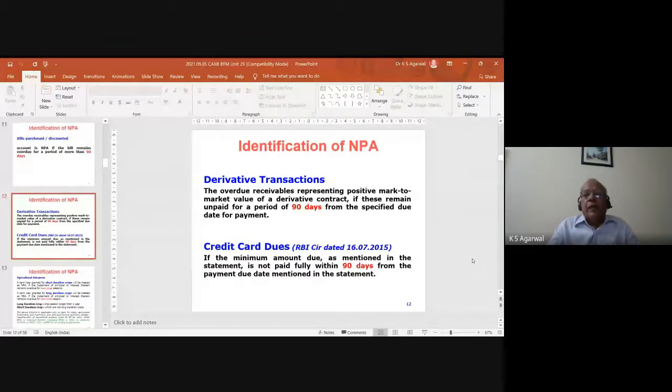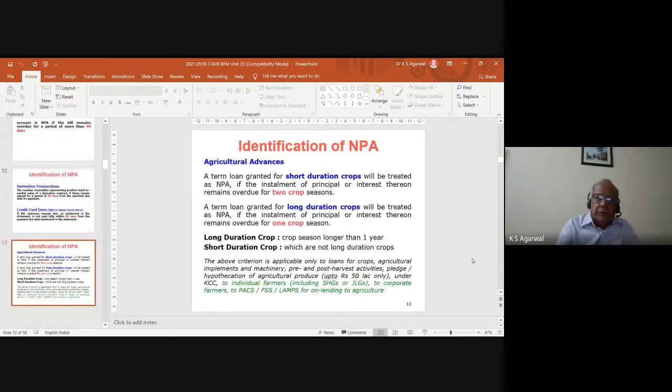Older RBI guidelines were such that the minimum amount due was permitted to be paid within 90 days of the next statement. So kindly note, in some books you may find this, 90 days after the next statement. No, it is incorrect. The latest guidelines in force today say it is 90 days from the current statement only. Whenever you receive any statement, the due date is mentioned, and if within 90 days the minimum amount due is not paid, this account will become NPA.